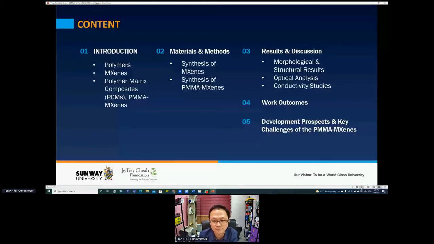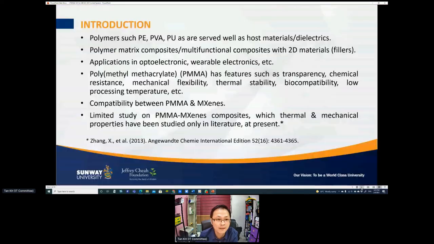So this is the content of my work. We will start with the introduction. After that, we will proceed to the materials and methods of the fabrication of the nanocomposites. After that, the results and discussion, which mostly deal with the morphological, optical and conductivity study of the composites. Then we will go through briefly the obtained work outcomes. After that, some of the research challenges and the future developments for my materials and my work. So I'll start with the introduction.